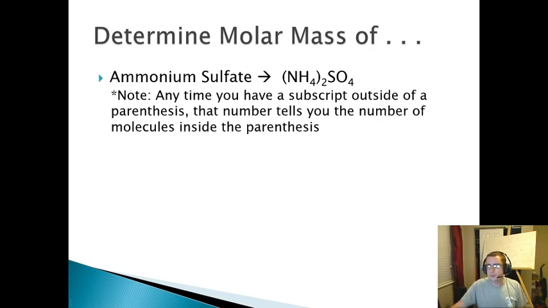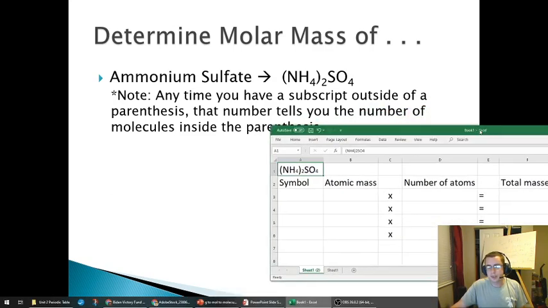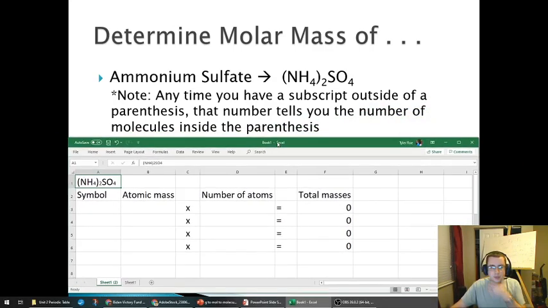Okay, so example time. And you'll definitely want your periodic table out for this because I'm not going to keep bumping back and forth between these. Okay, so I want to figure out the mass, or the molar mass, of ammonium sulfate.